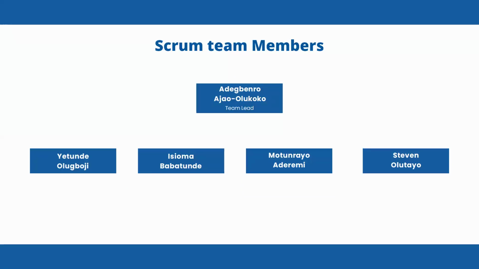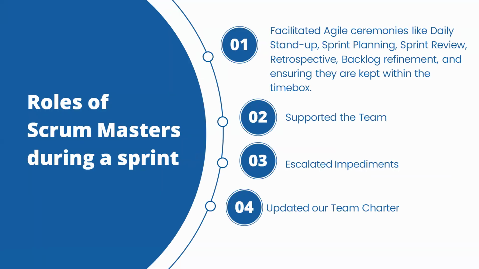Now we have the team members. I'm the lead Scrum Master, with other members here today: Sioma, Motna, and Stevie. The roles of the Scrum Master include facilitating agile ceremonies like daily stand-up, sprint planning, review, retrospective, and backlog refinement, ensuring they are kept within the time box, supporting the team, escalating impediments, and updating the team charter.